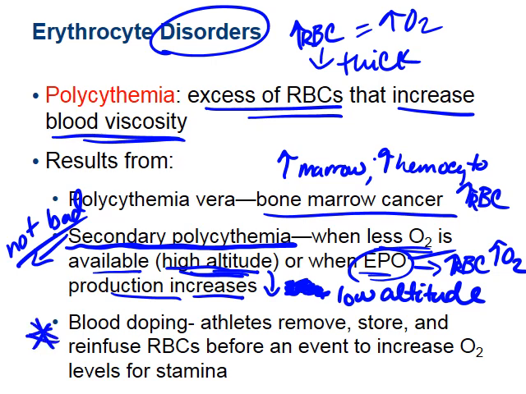And then we talked briefly about athletes can take EPO before an event to increase stamina levels, but if you take increased EPO, that's also going to cause your red blood cell count to increase.